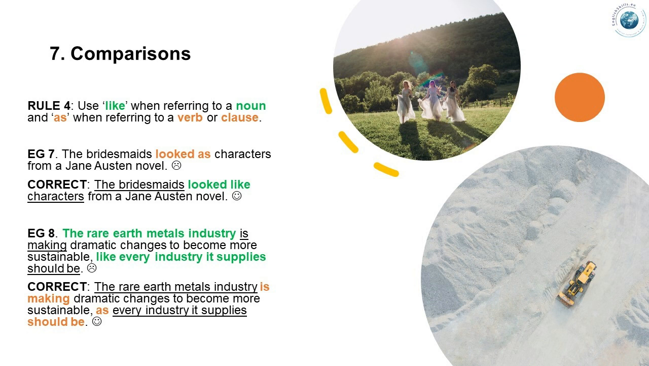Example 7. The bridesmaids looked as characters from a Jane Austen novel. This sentence compares bridesmaids versus characters, so the use of as is incorrect. The meaning is literally describing how the bridesmaids used their eyes, not what they were wearing, etc. Correct version: the bridesmaids looked like characters from a Jane Austen novel.